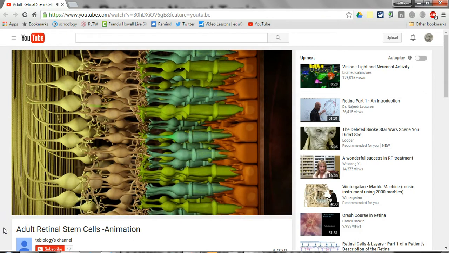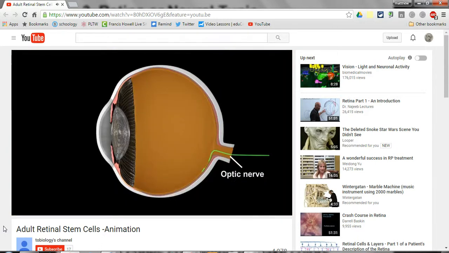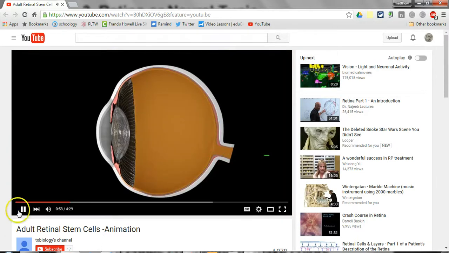The signal is passed through the retina's layers of neurons and carried to the optic nerve located at the back of the eye, where the signal is gathered and sent to the brain.